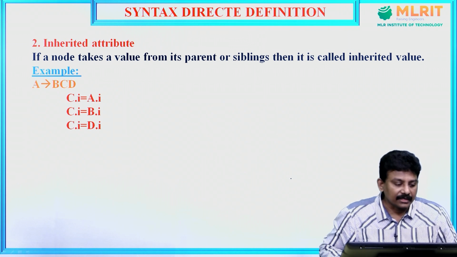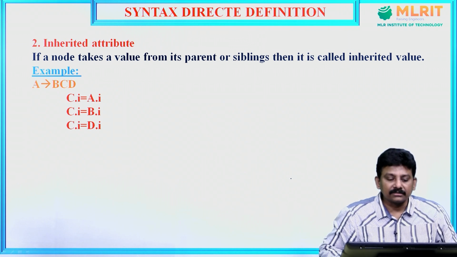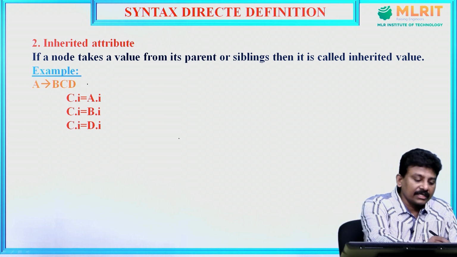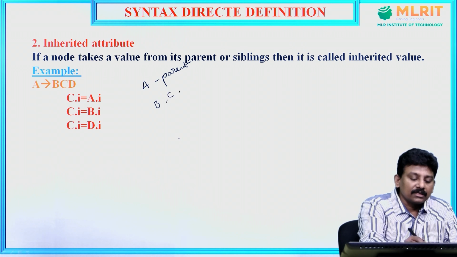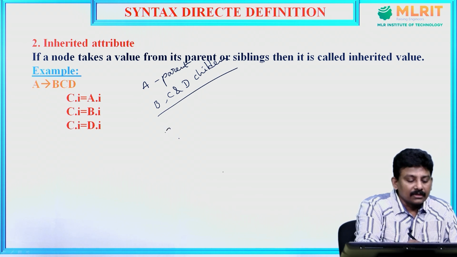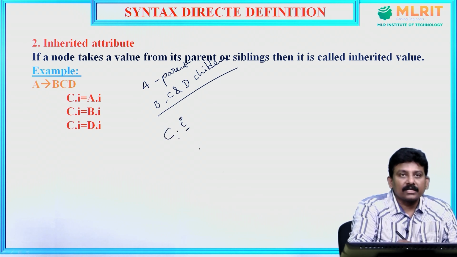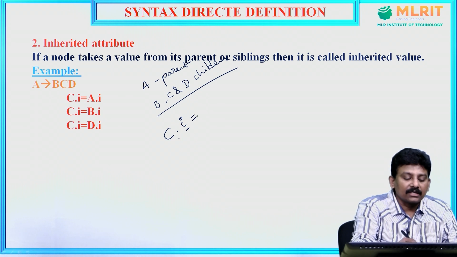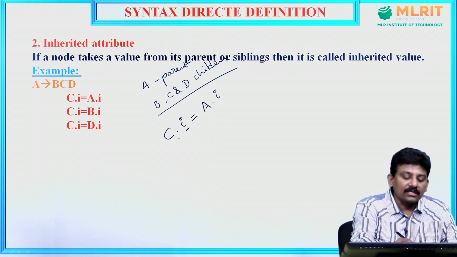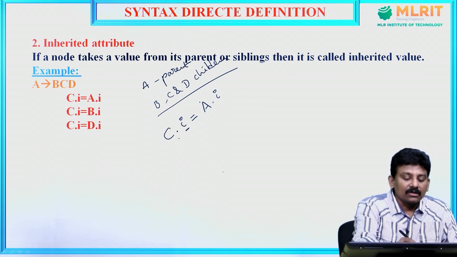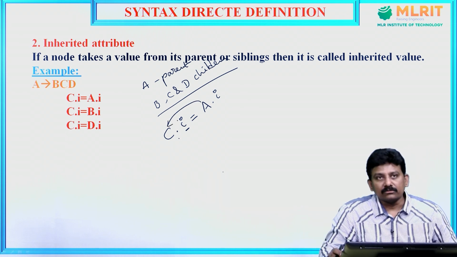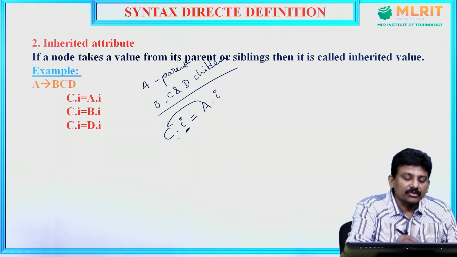Next, inherited attribute. If a node takes value from its parent or siblings, then it is called an inherited attribute. For example, A derives B, C, D is the rule. Here A is the parent node, and B, C and D are the children. Here C.I is an inherited attribute because C.I equals A.I. A is the parent, C is the child, so from the parent we are getting the attribute value, so it is an inherited attribute.